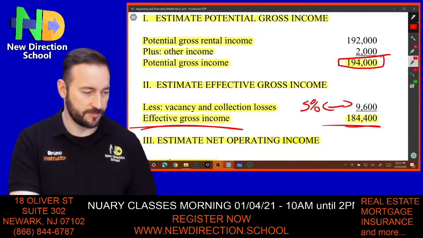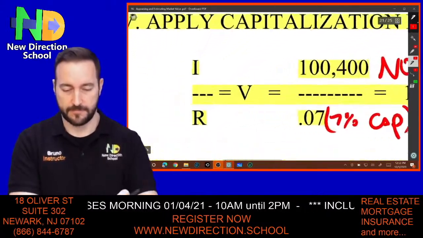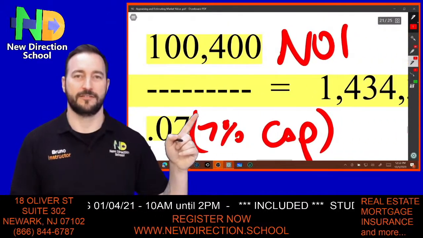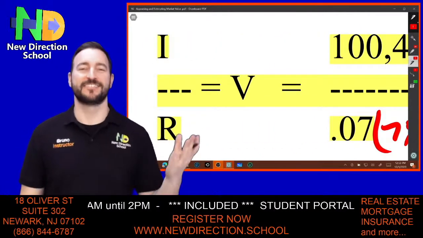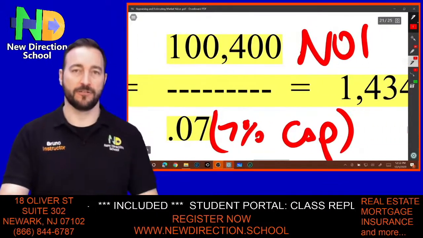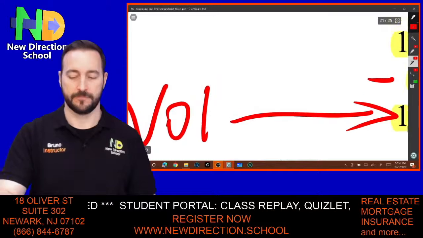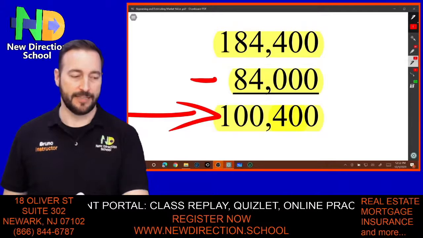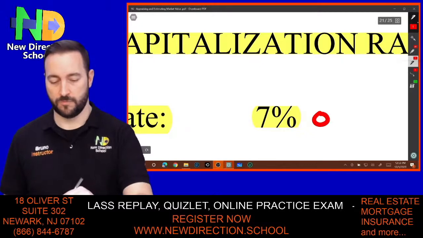Diana says the whole division part. So this is the same as this. This is the formula. It's income divided by rate equals value. We did figure out that from here, the NOI was 100,000. So that's income, net operating income, right? And they told us that the cap rate is 7%, which is also 0.07.